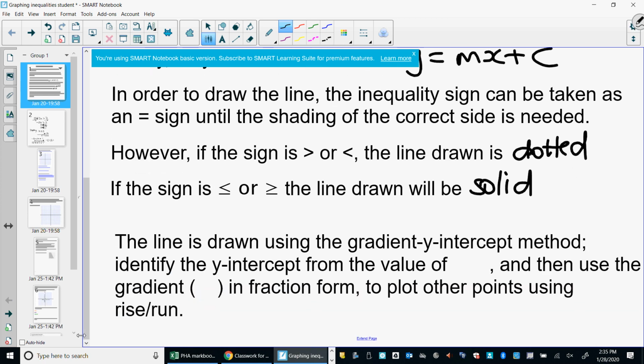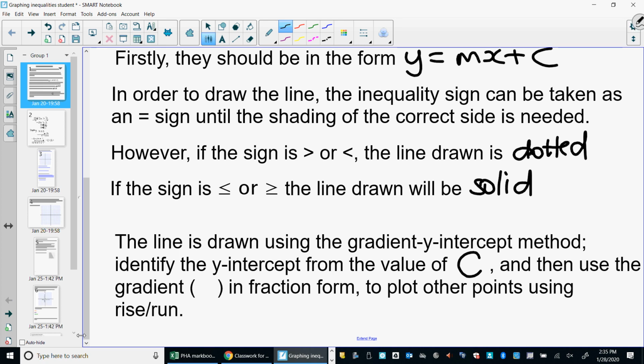Right, so how do we do that? Well, the gradient y-intercept method: you find the y-intercept, because that's the value of c in here, and the gradient would be represented by m. Remember that's rise over run. It needs to be in fraction format, so you've got the rise and your run. Okay, so that's lovely, we've recalled that.